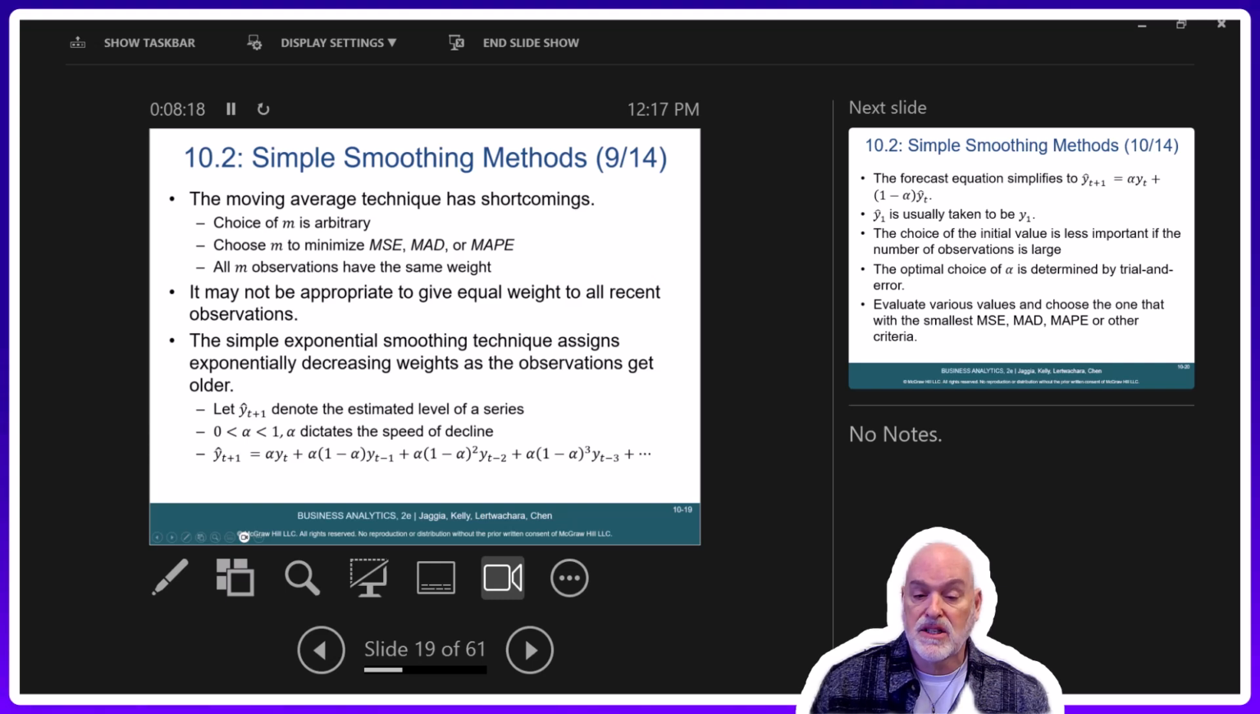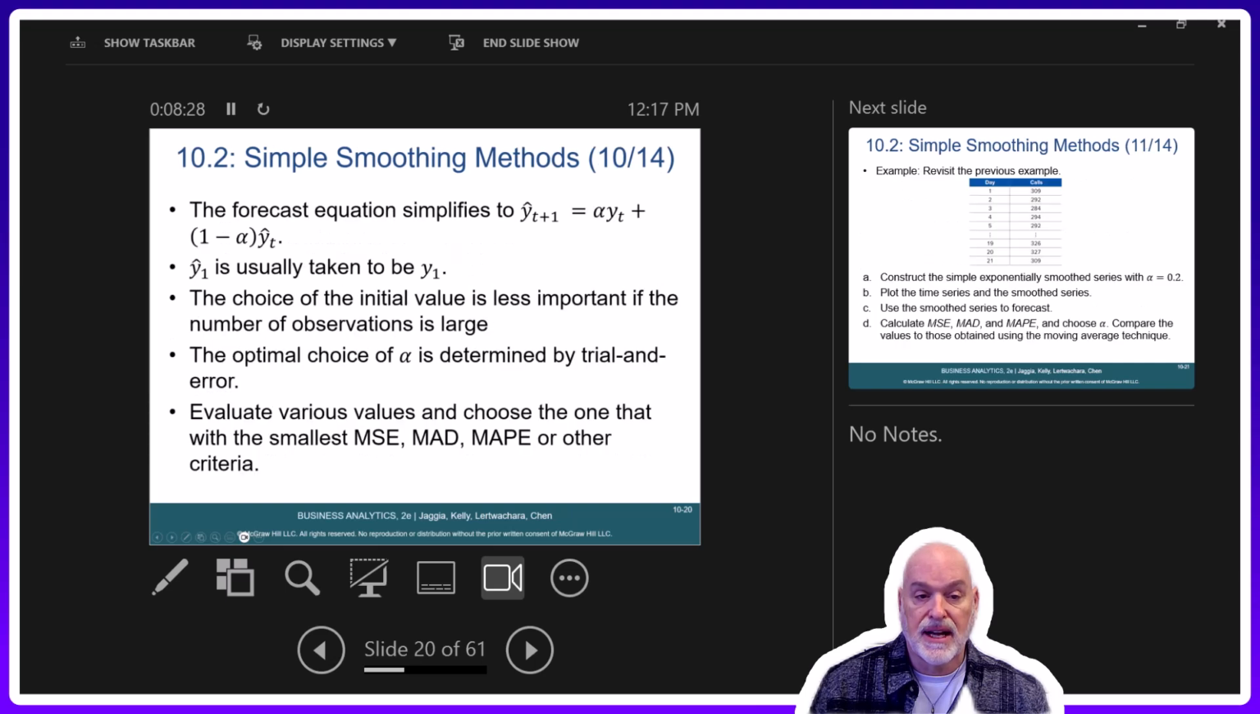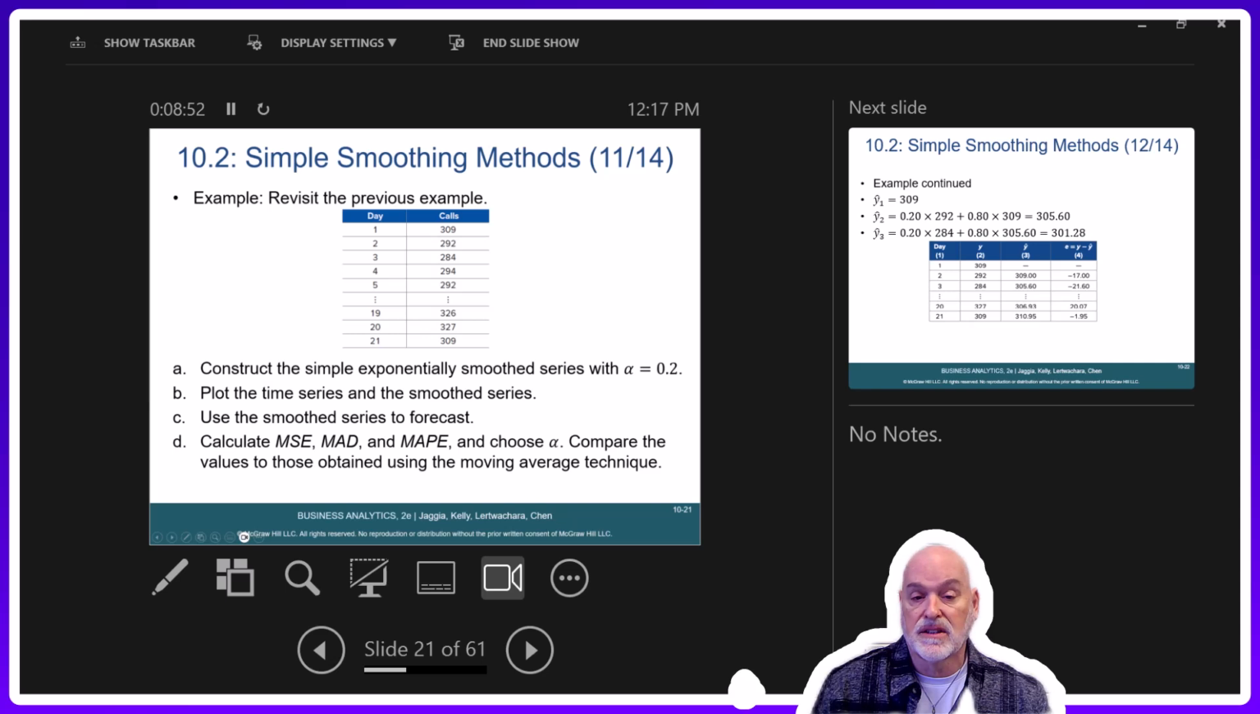The simple exponential smoothing technique assigns exponentially decreasing weights as the observations get older. And here's the formula for that. The forecast equation simplifies to this. The initial value is usually taken to be y sub 1, and the choice of initial value is less important if the number of observations is large. The optimal choice is determined by trial and error. Evaluate various values and choose the one that has the smallest MSE, MAD, MAPE, or other criteria.